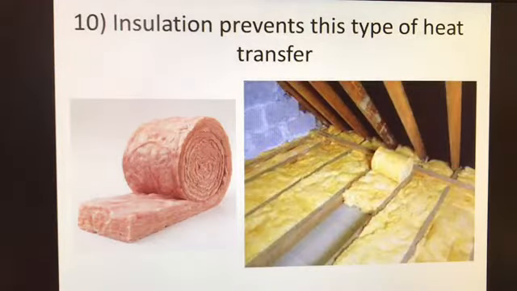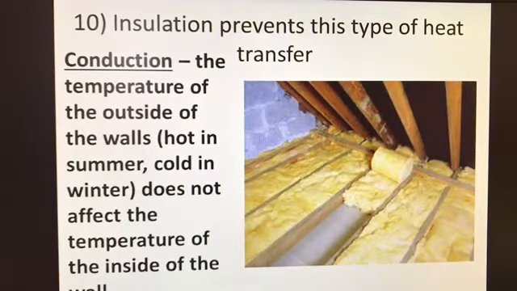Number 10, insulation in homes. This prevents a type of heat transfer. Which type of heat transfer is it preventing? It's preventing conduction. Conduction, the temperature of the outside of the walls. Hot in the summer, cold in the winter. So picture touching the outside of your house on a hot day. It's hot. In the winter, you touch the outside of your house. It's cold. We don't want that heat, or we don't want that transfer through the wall. We want the temperature outside to stay outside and the temperature inside to stay inside.